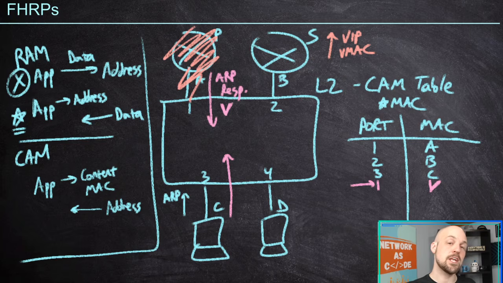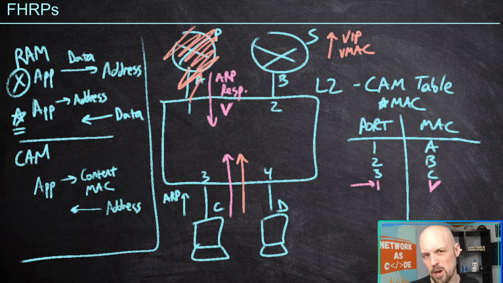Host C wants to send another packet to its default gateway. So it sends that packet. The switch, upon receiving it, and we call them packets, but they're layer 2, they're frames, right? So the switch receives that frame, and it looks at its CAM table. Where does MAC address V live according to its MAC address table? It lives out port 1.